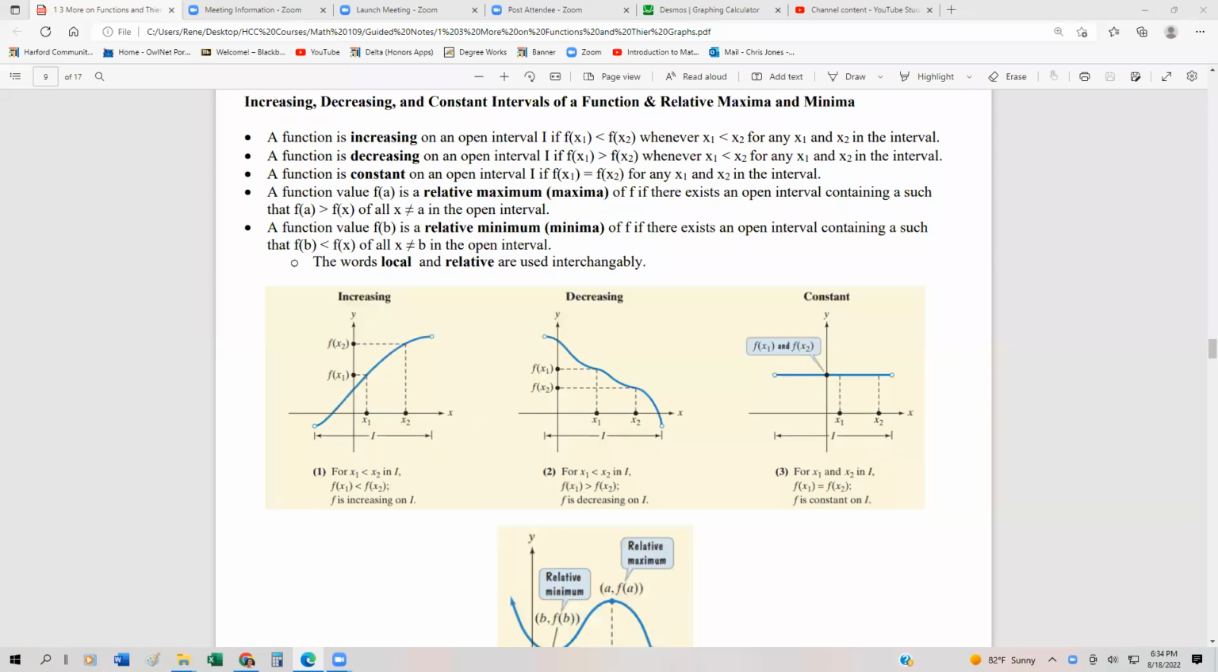In this video, we're going to take a look at determining the intervals with which the graph of functions suggests that it's going to be increasing, decreasing, and constant. And then we're also going to be taking a look at relative maxima and minima of the graphs of functions.